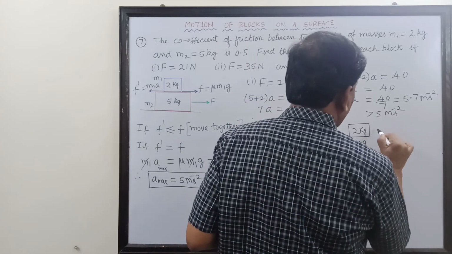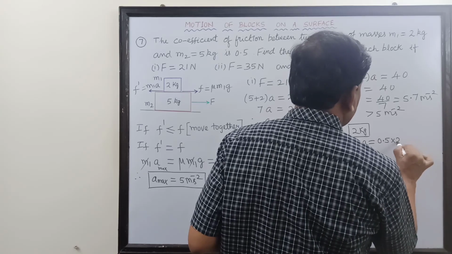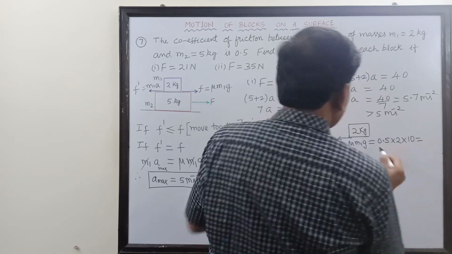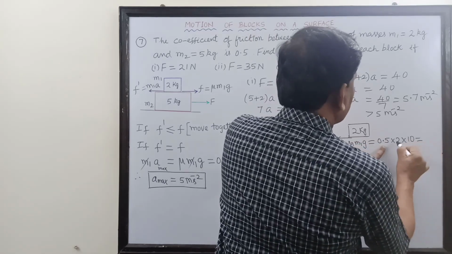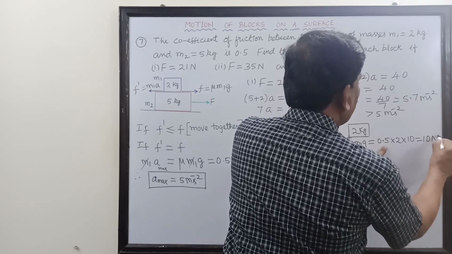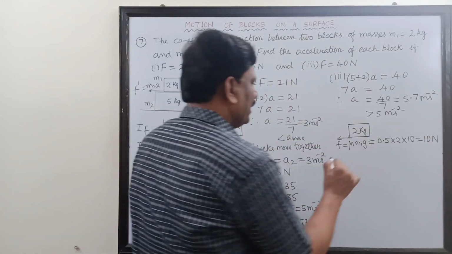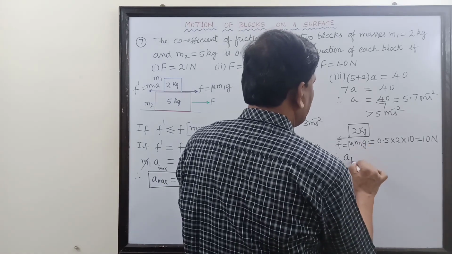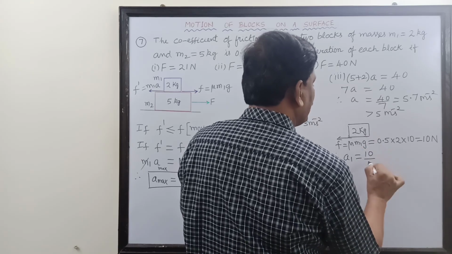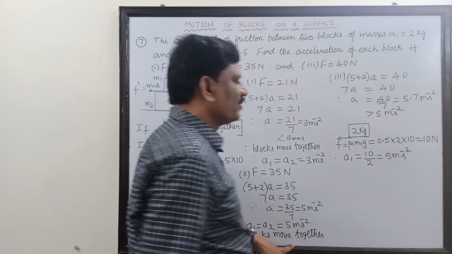So this driving force is now equal to 0.5 into 2 into 10. 0.5 into 10 is 5, and 5 into 2 is 10 only. So 10 Newton is the force which is driving the 2 kg mass. Therefore, the acceleration A1 of the block must be equal to this driving force, 10 Newton, divided by its mass, and this is equal to 5 meter per second square.